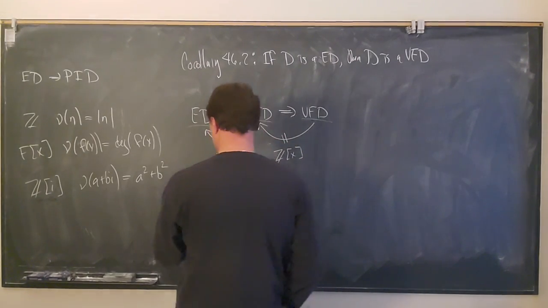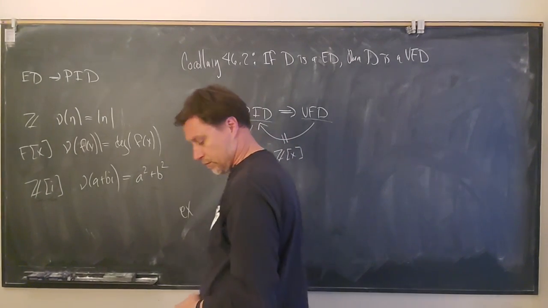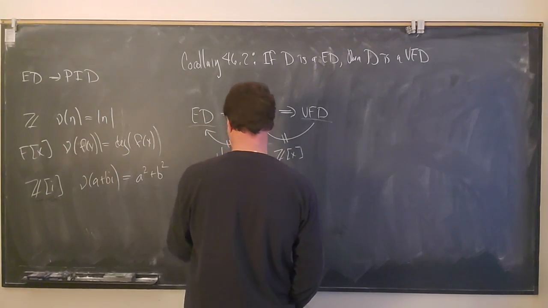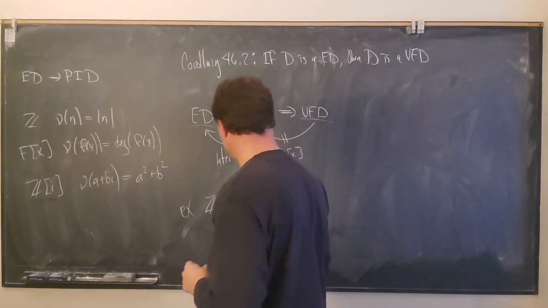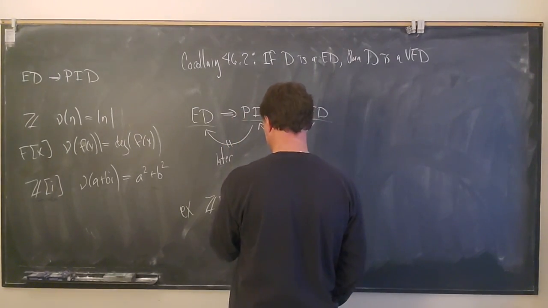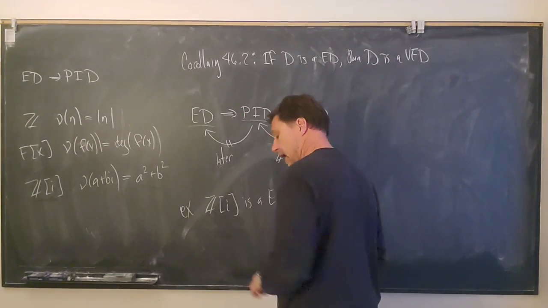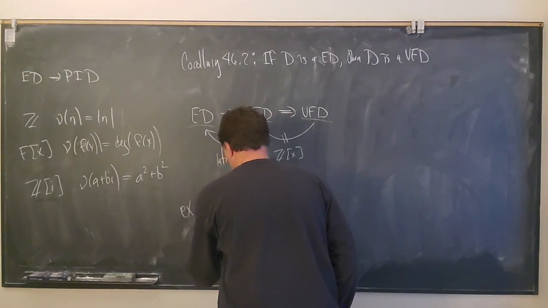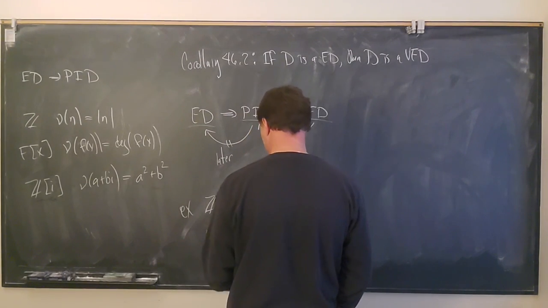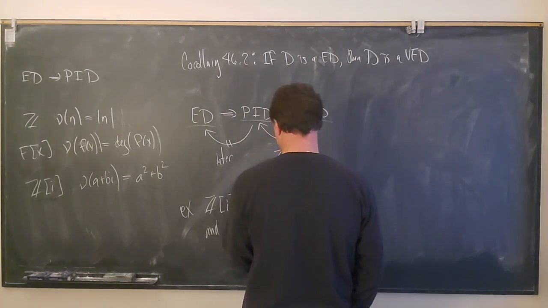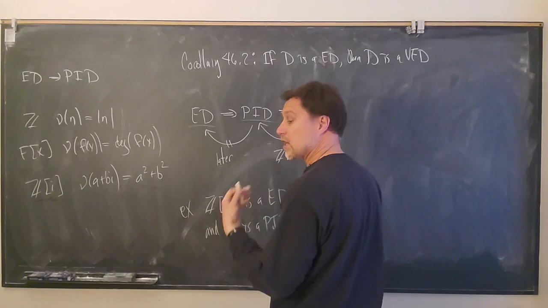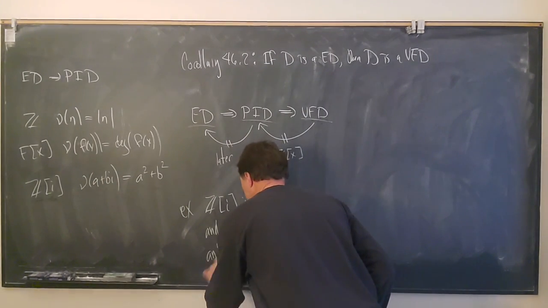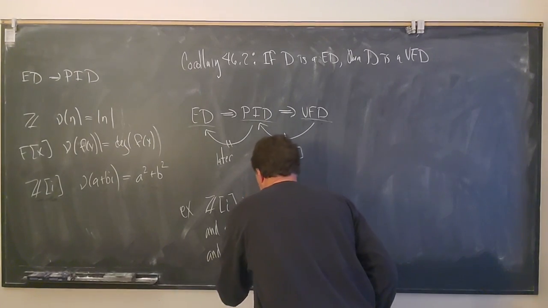Oh, and I should write this down for completeness. So Z[i] is a Euclidean domain. And so what does that tell us then? It is a principal ideal domain, which means that it is a UFD. So to repeat ourselves, Z[i] is a UFD.